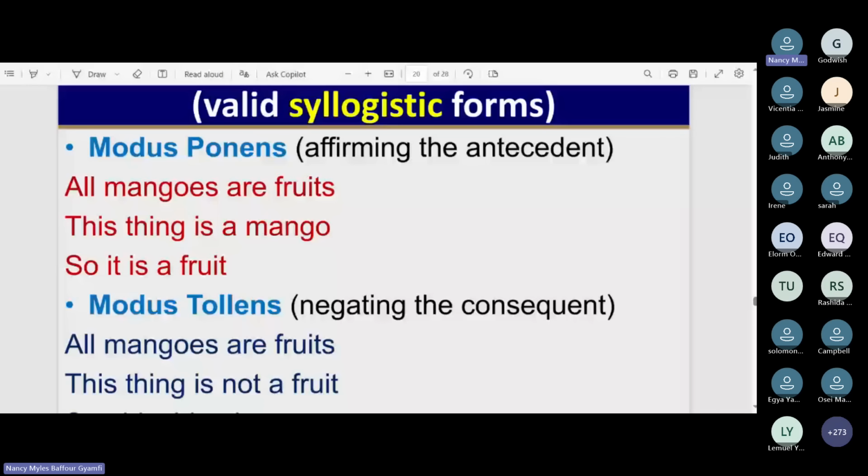If I said all mangoes are nutritious, use the variable Y. Expand it into its conditional form. Let me see. All mangoes. If Y is a mango.